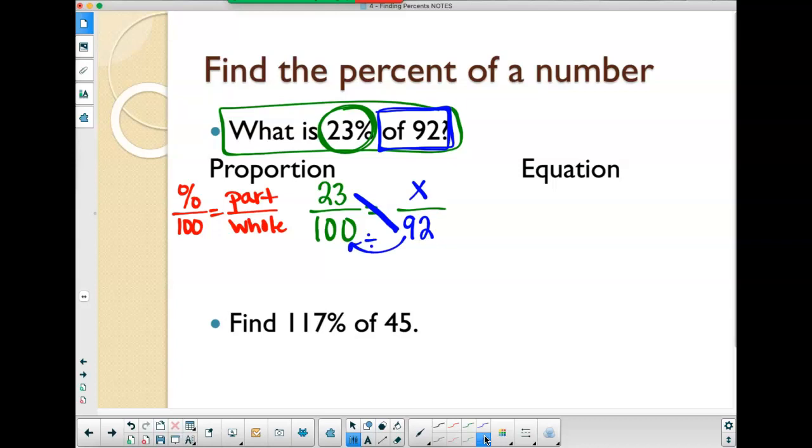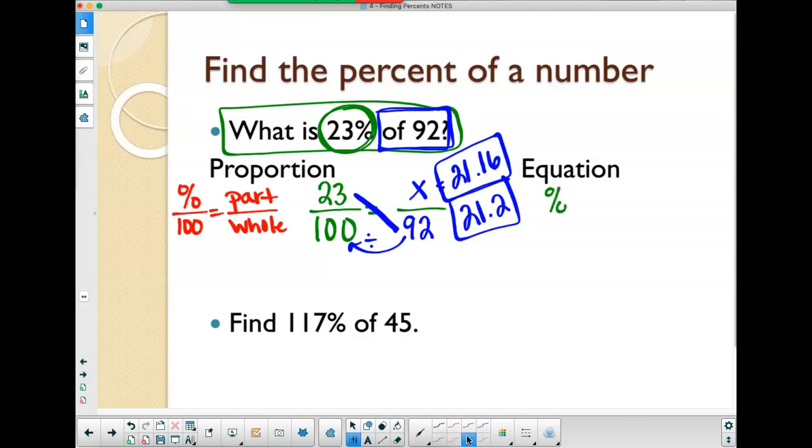And you get X equals 21.16 or 21.2. Should I put a percent sign on that? No. Do not put a percent sign on that because it just says what number is 23% of 92, and it's 21.16 or 21.2.